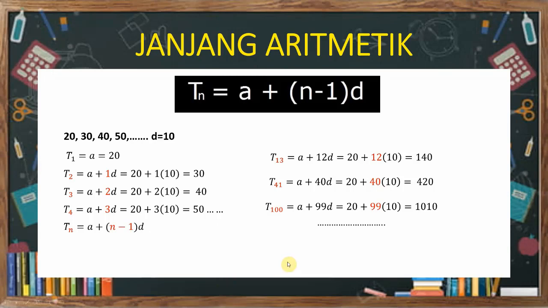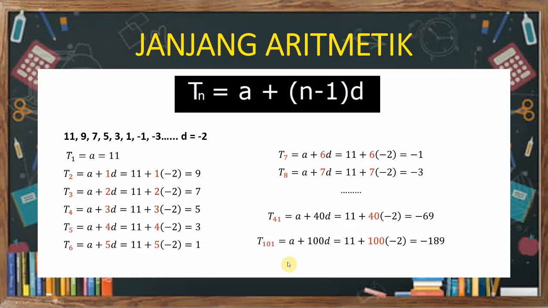So it is easier. Next, another example, 11, 9, 7, 5, 3, 1, -1, -3, where the D is -2. By using the same method, the first term is A. Second term is A plus 1D. Third term A plus 2D. Fourth term A plus 3D. Fifth term A plus 4D. And sixth term is A plus 5D.